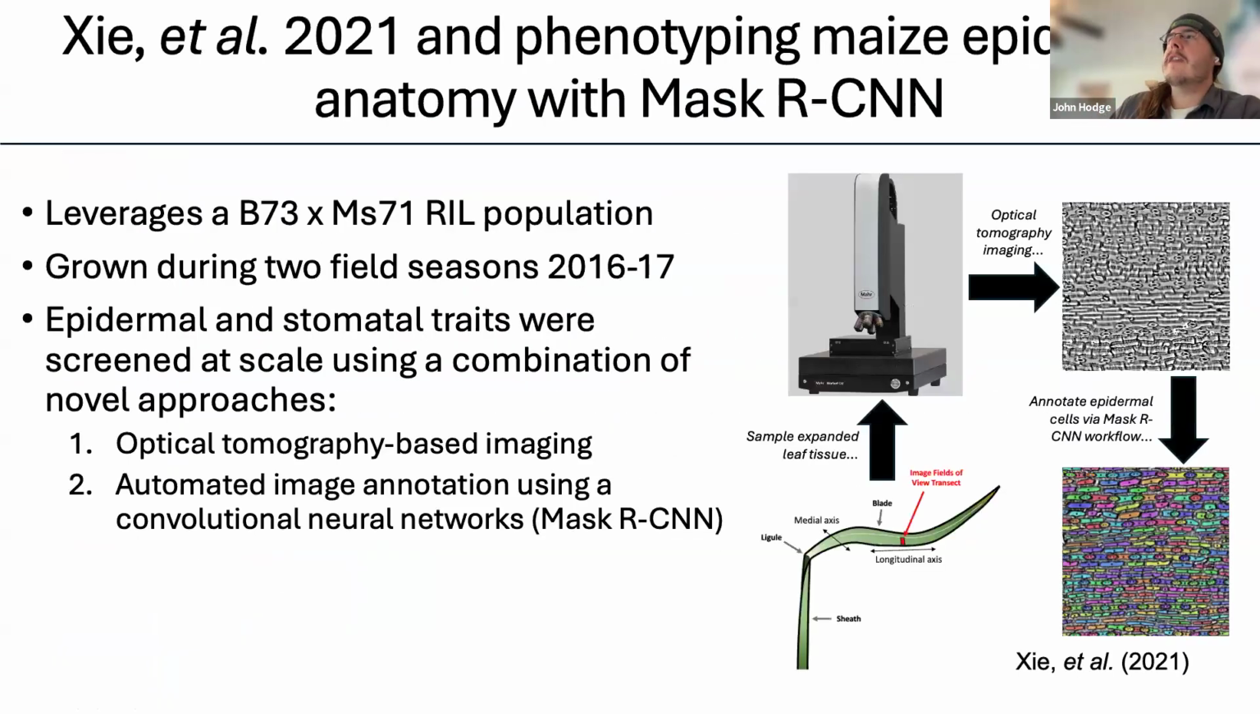So this work is derived from a B73 by Ms71 RIL population. It was grown over 2 field seasons during 2016 and 17. We largely focused on the 2016 data. And this optical tomographer was used to generate these epidermal scans very rapidly. And then a Mask R-CNN pipeline was used in order to annotate these epidermal cells so that largely count and size data could be generated for thousands and thousands of micrographs.